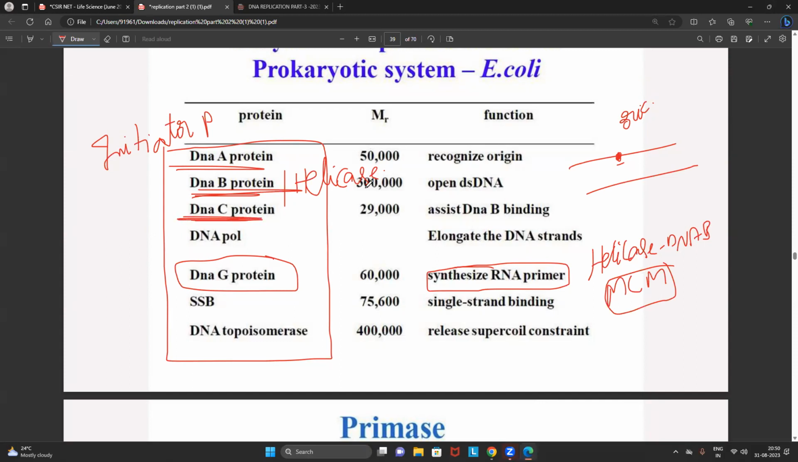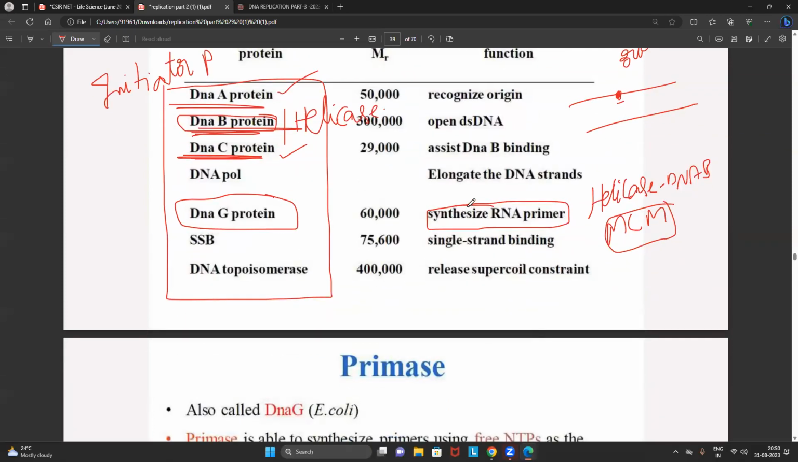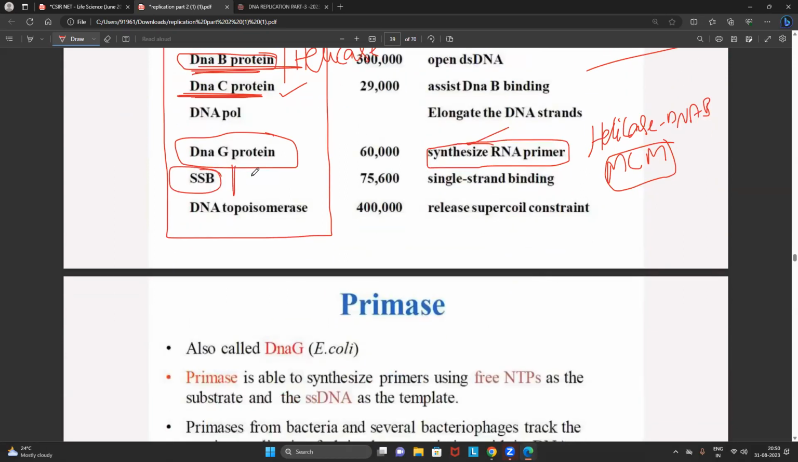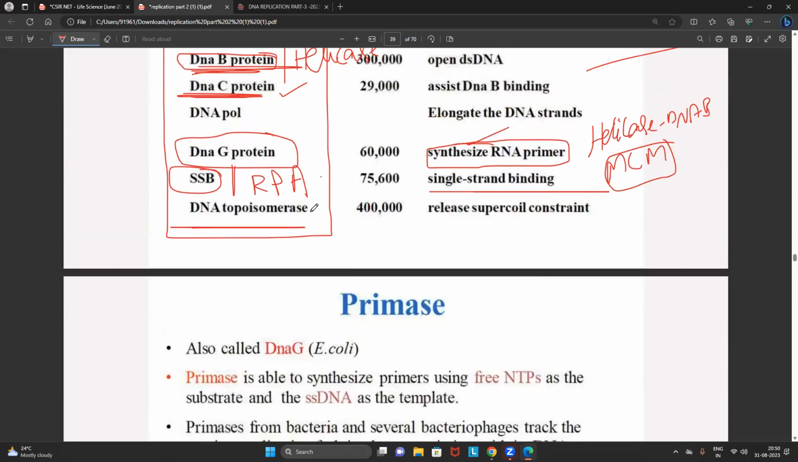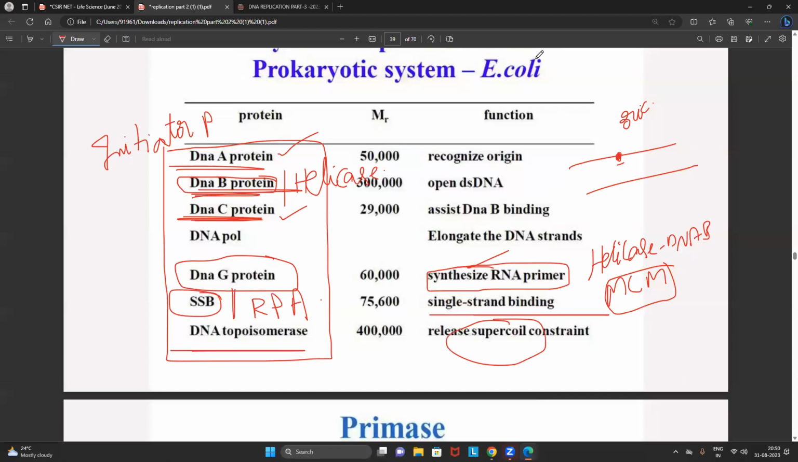So friends, now the point is very clear. If the DNA B protein, that is called helicase enzyme, wants to be active, there is a requirement of DNA A protein also. There is a requirement of DNA C protein also. When these three are present, then only opening occurs. And DNA G is the one which synthesizes the primer. SSB, in case of eukaryotes, what do we call, RPA, which will bind to the single stranded. The versatile enzyme called topoisomerase, which will prevent the supercoiling or remove the supercoiling.